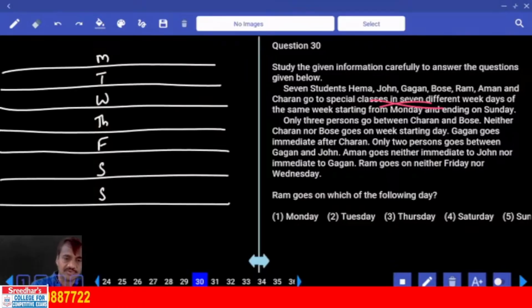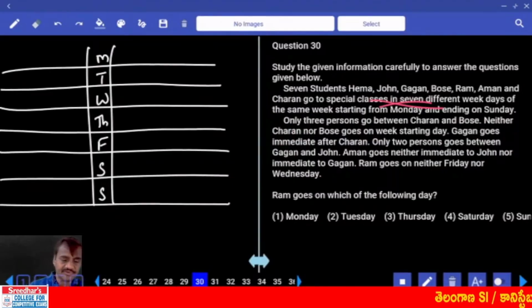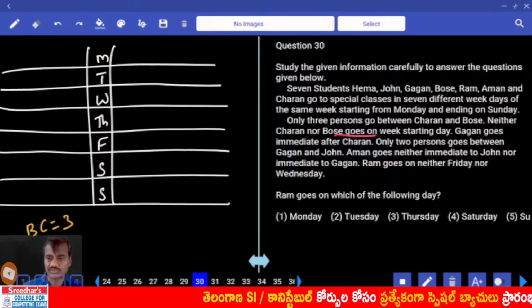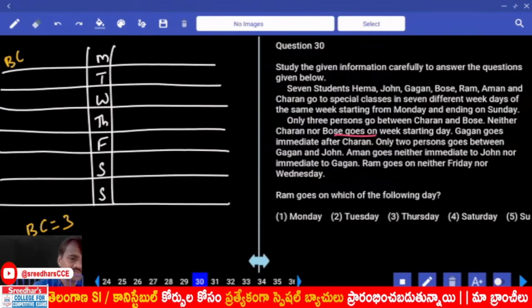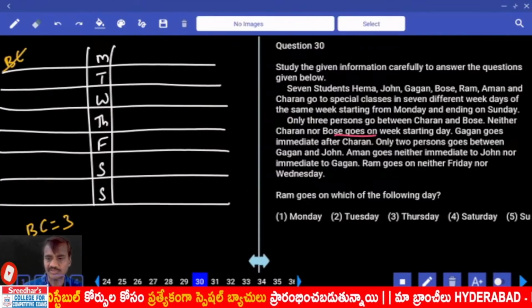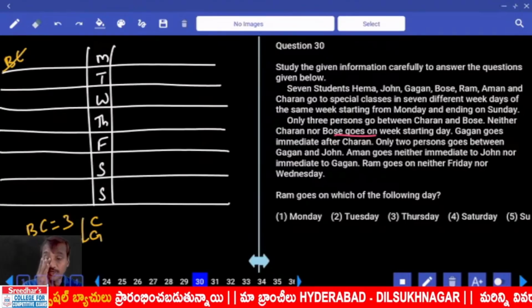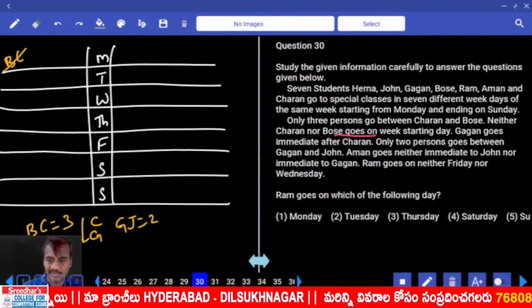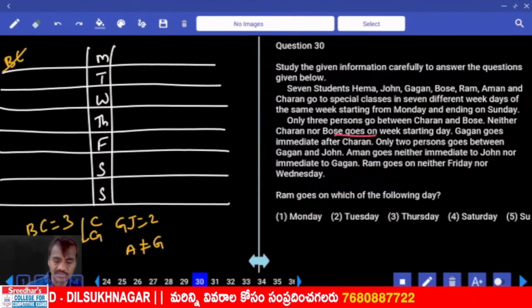Then coming to condition number 1. Only 3 in between Charan and Bose. Now between Charan and Bose there are exactly 3 persons. Neither Charan nor Bose goes on the week starting day, so Charan and Bose cannot be on Monday. Then Gagan goes immediately after Charan. Only 2 persons between Gagan and John. Aman is neither immediate to John nor to Gagan.